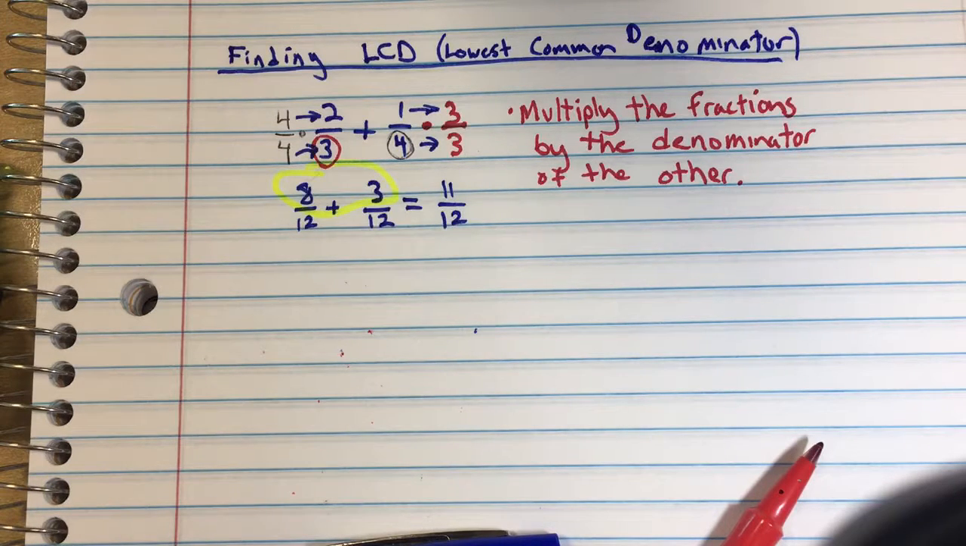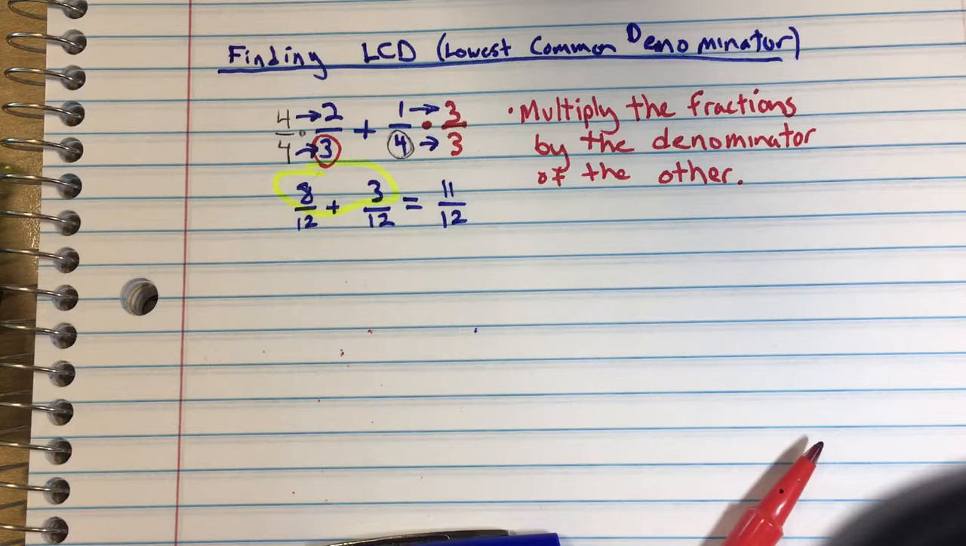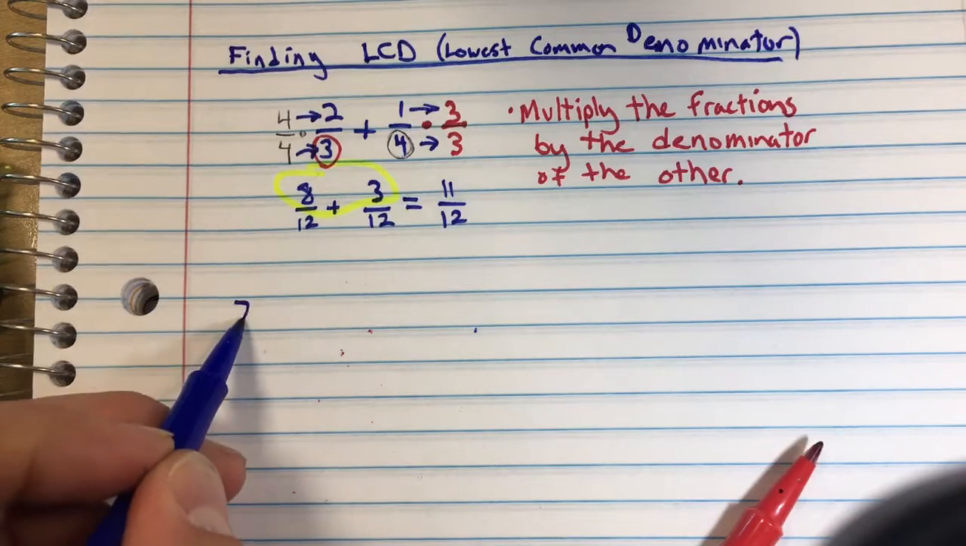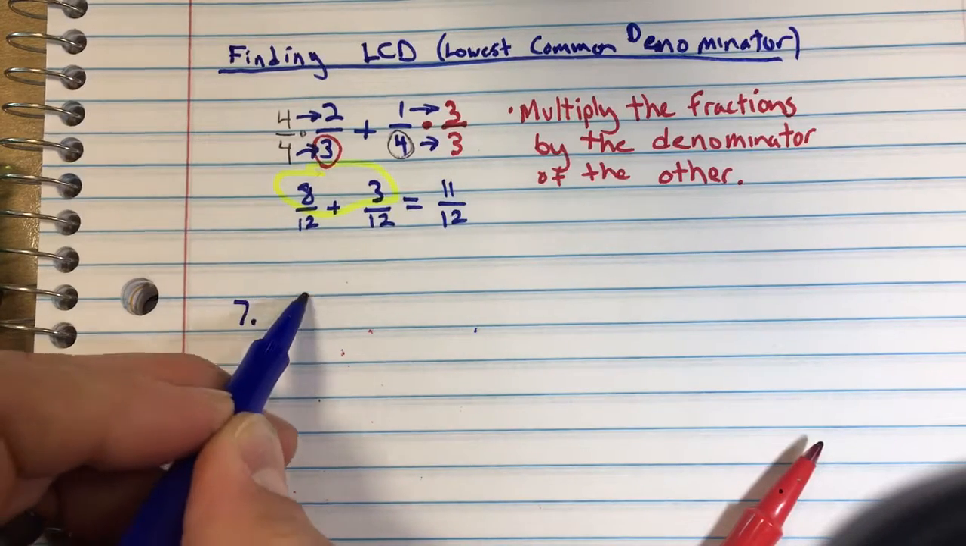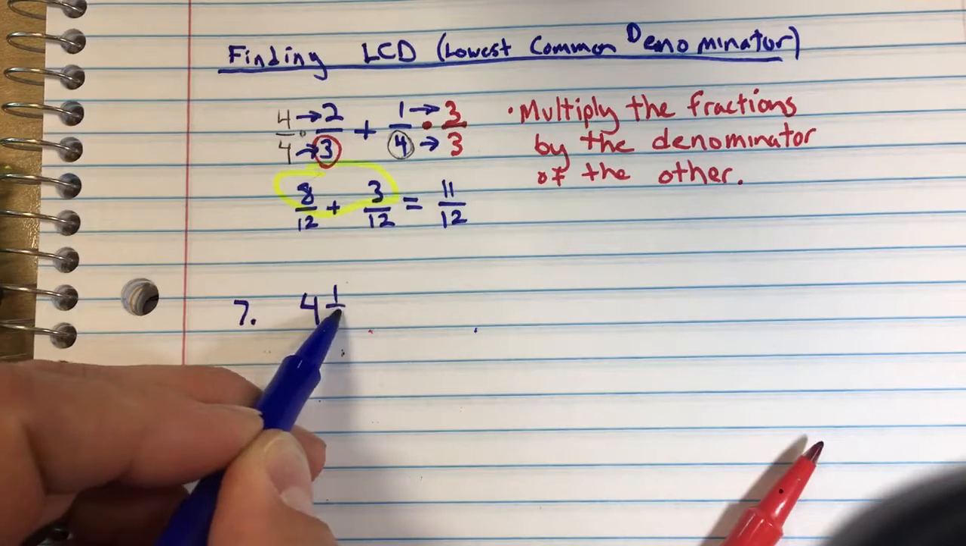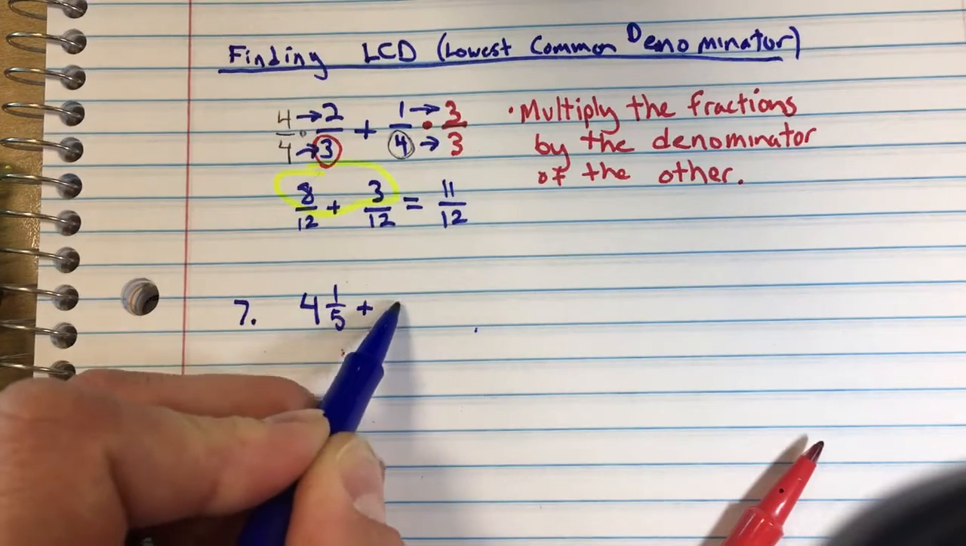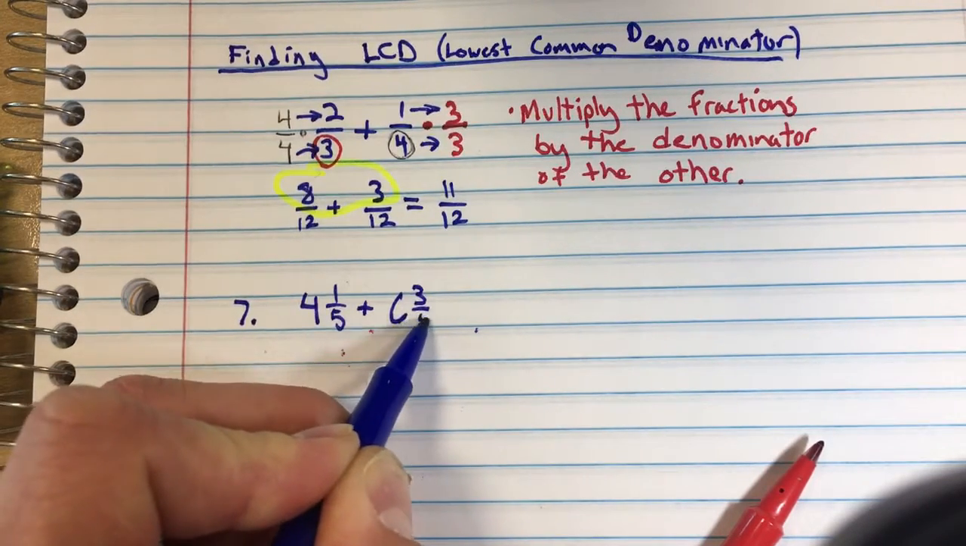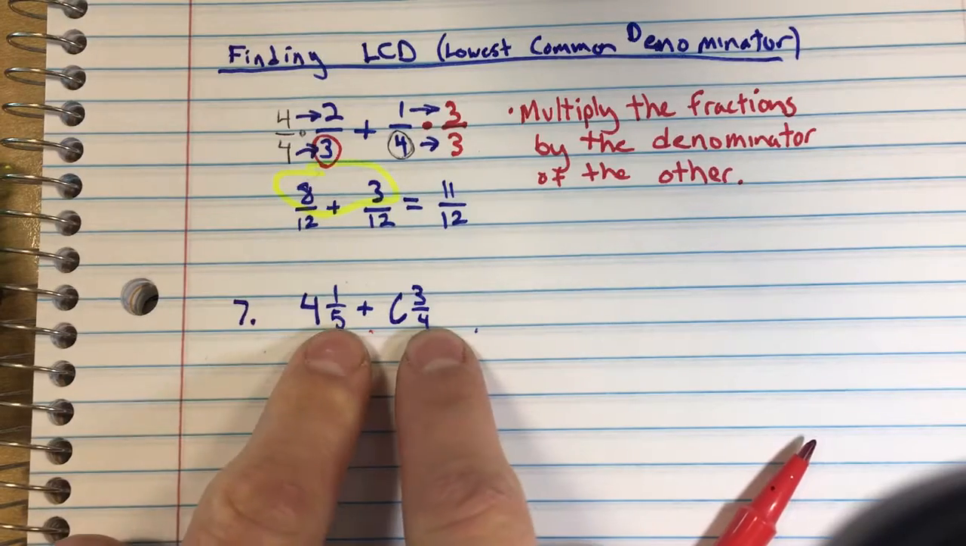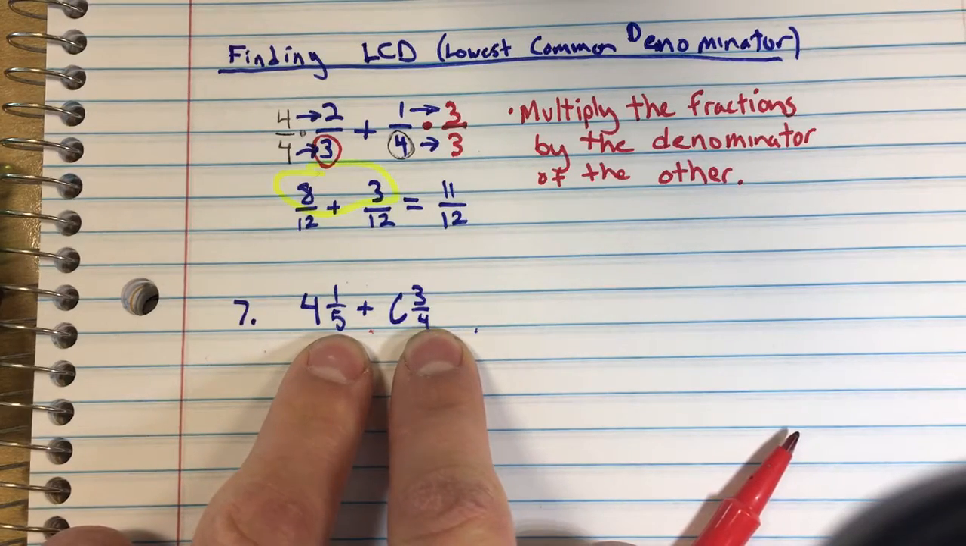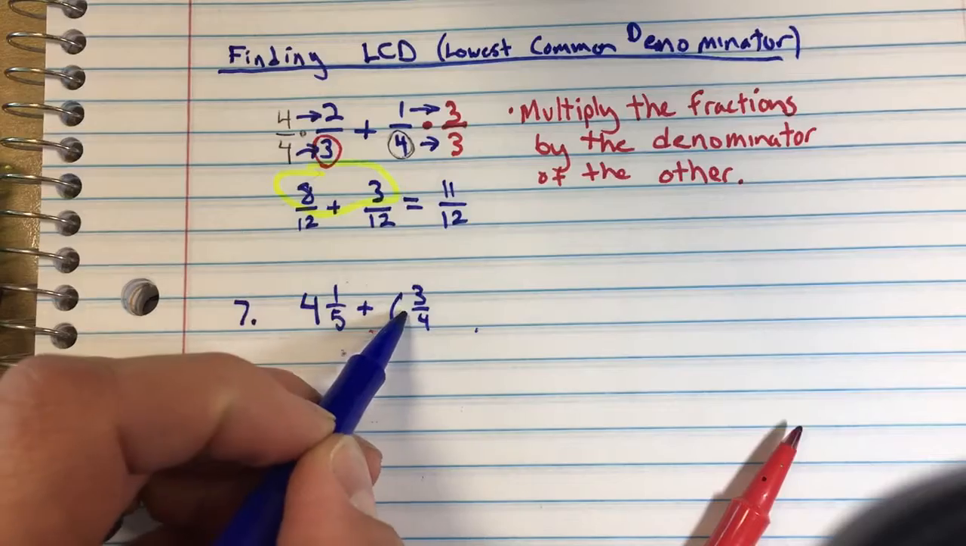Let's look at your homework tonight. Let's do number 7. That's a nice one. So number 7 looks like this: 4 1/5 plus 6 3/4. Now hopefully you go straight to these denominators and say, okay, well, those aren't the same. I've got to convert them to a like denominator.